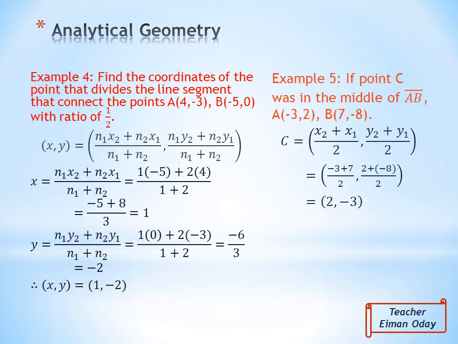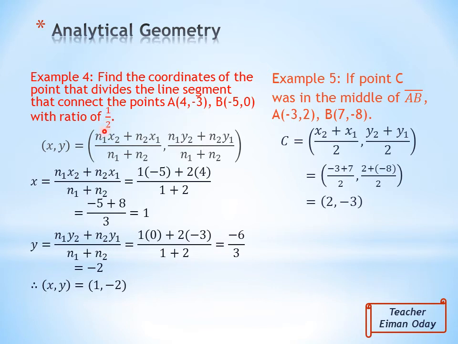Now we will apply what we studied in example 4. Find the coordinates of the point that divides the line segment that connects the points AB. But now see, it is not in the middle. He's saying with a ratio of 1 over 2. So this is N1 and this is N2.